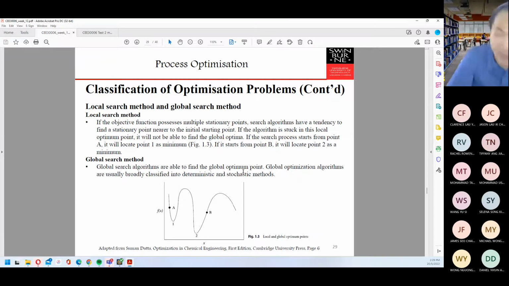And then if we continue again, we have the local search method and the global search method. For example, a local optimum that is minimum at this particular point one may not be equal to the global minimum. The global minimum in here is point 2, for example, right? So that will be a different method. Different algorithms are available, but you need to make sure you know which one you are using. Is it a local optimum search or a global optimum search method?